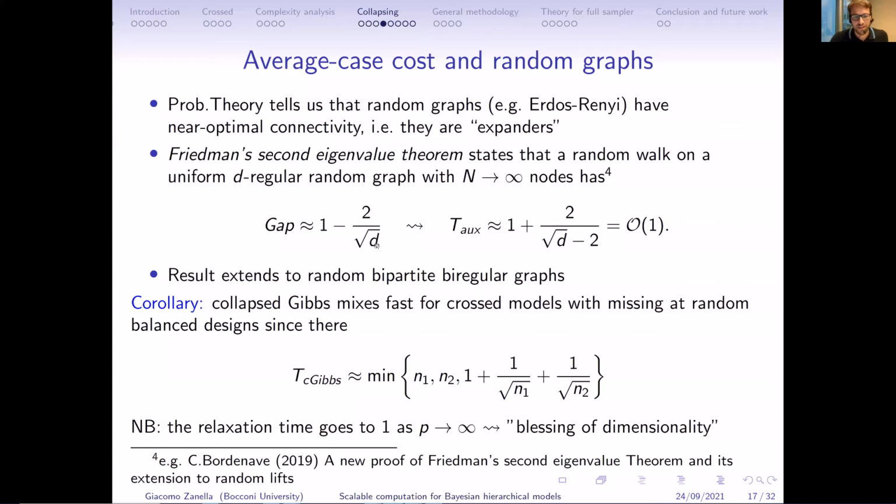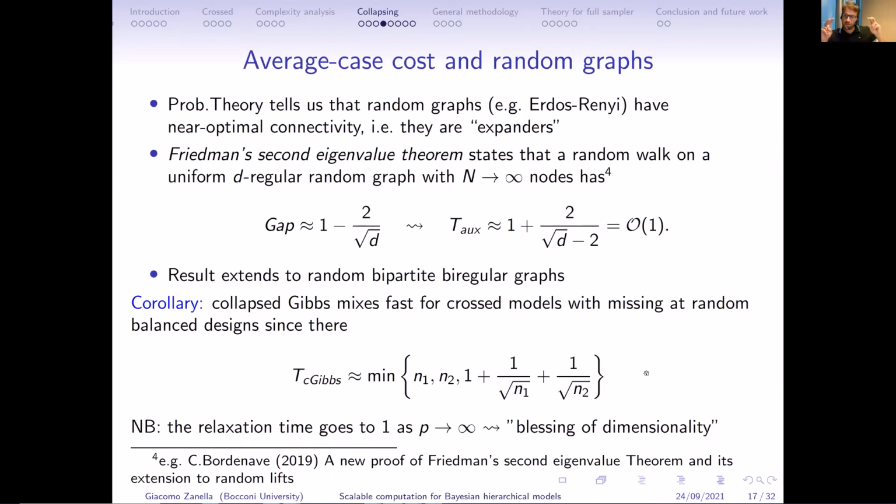So if d grows with n, basically you will get something which converges to IID sampling. You will get a faster and faster mixing random walk. In particular, the relaxation time of this T-aux is of order 1 plus 2 over square root of d, more or less. So when you plug this together, you get that collapsed Gibbs for missing at random balanced designs is of order minimum between N1 and N2 plus 1 over square root of N1 plus 1 over square root of N2. And this is uniformly bounded over all values of N1 and N2, and in particular, as N1 and N2 increase, it converges to 1.